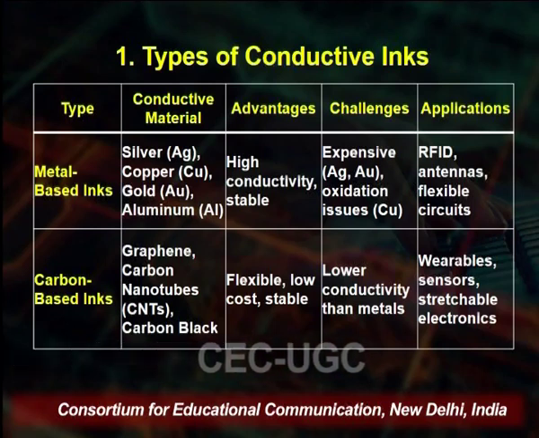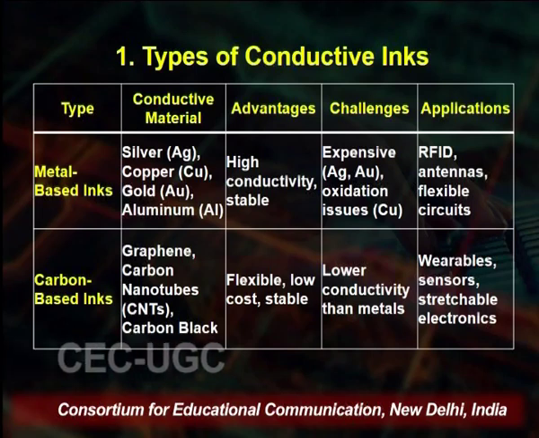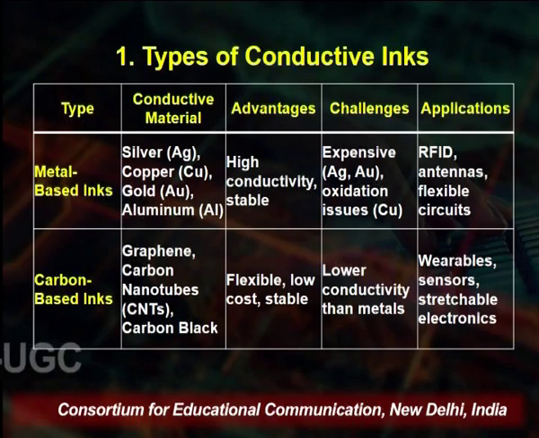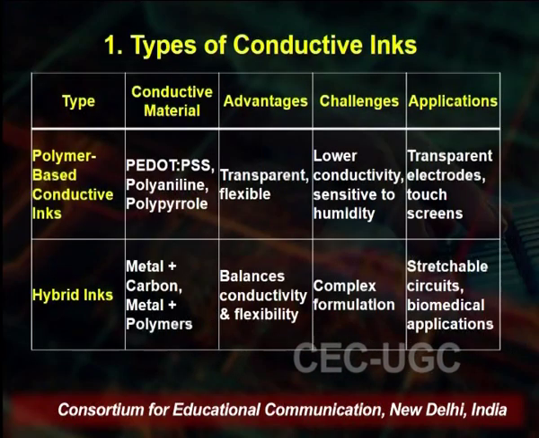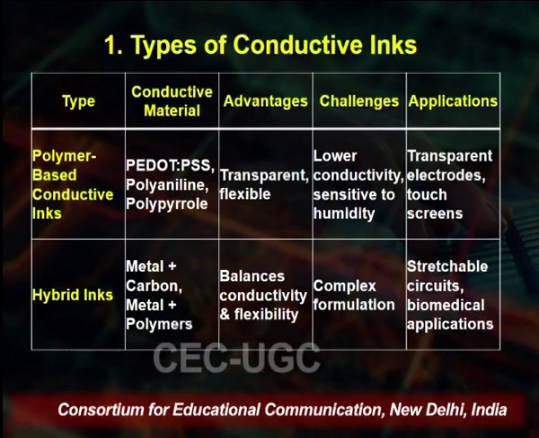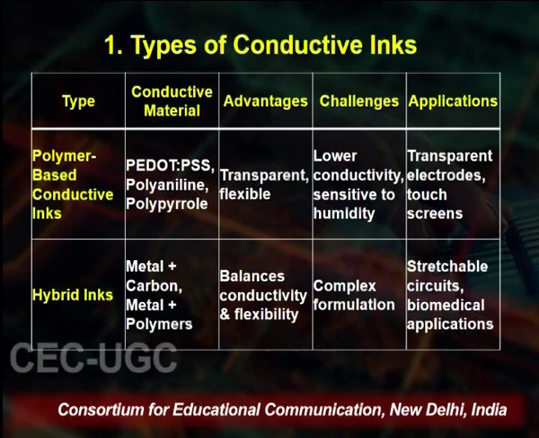Wearable devices, sensors, and stretchable electronic devices we can prepare using carbon-based ink on paper, on cloth, or on any flexible substrate. Another is the polymer-based conductive ink, that is PEDOT:PSS, polyaniline and polypyrrole. This means we have different types of conductive materials for the polymer-based conductive ink.